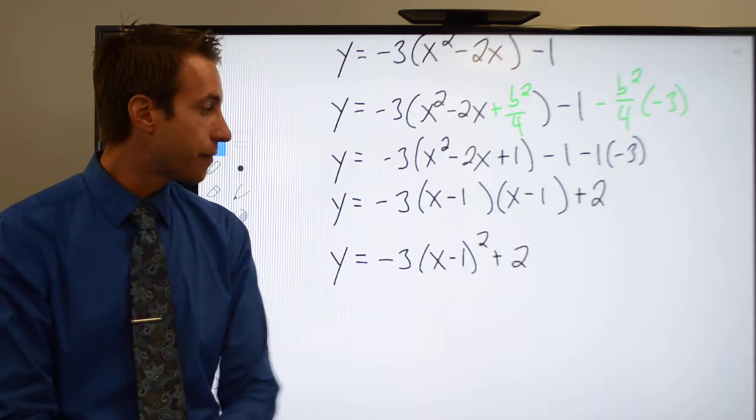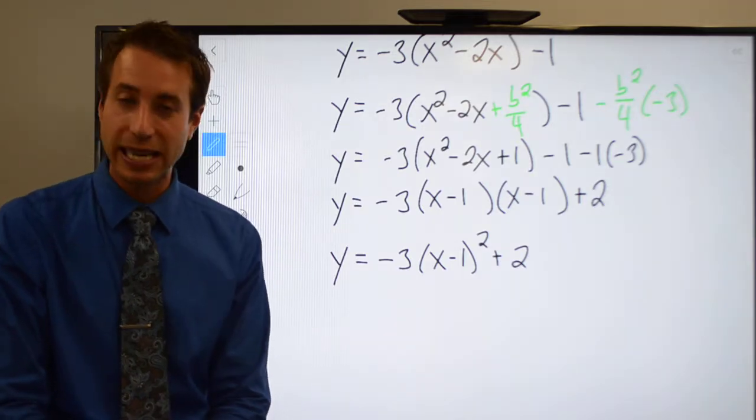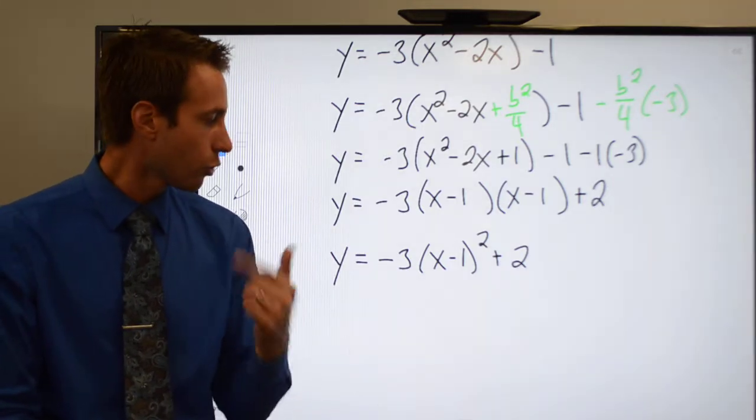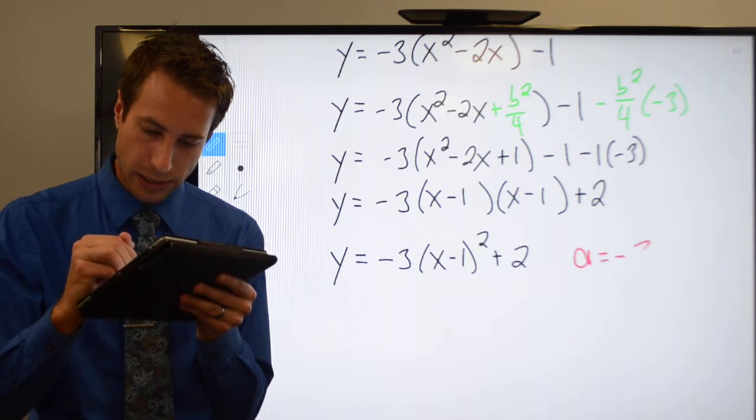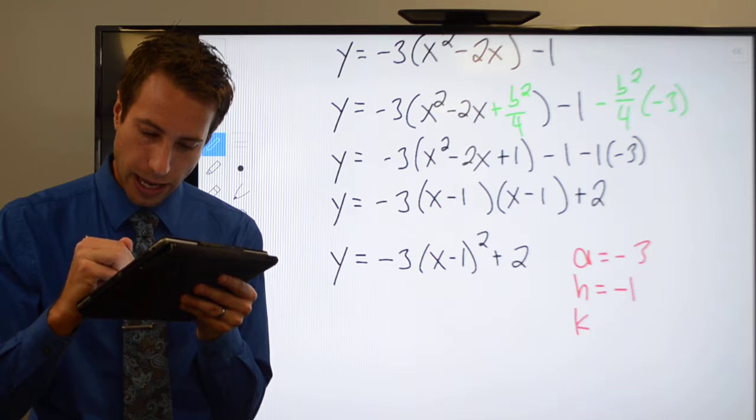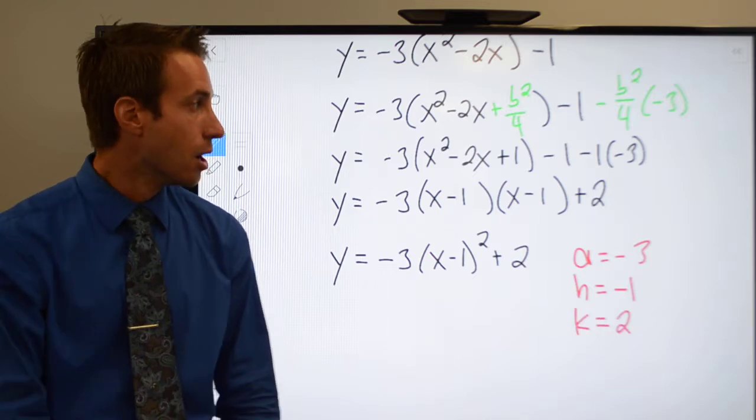And this is now in vertex form. You can quickly recognize your A, your H, and your K. A is equal to a minus 3, H is equal to a negative 1, K is equal to 2.